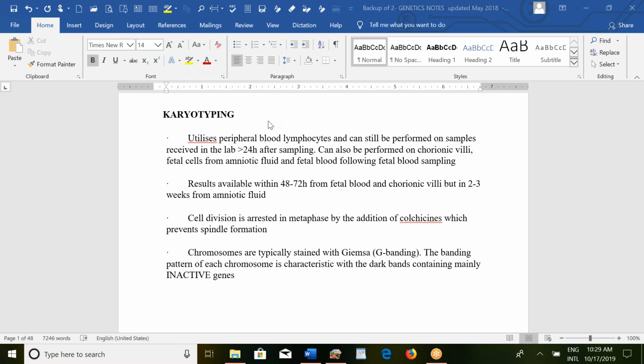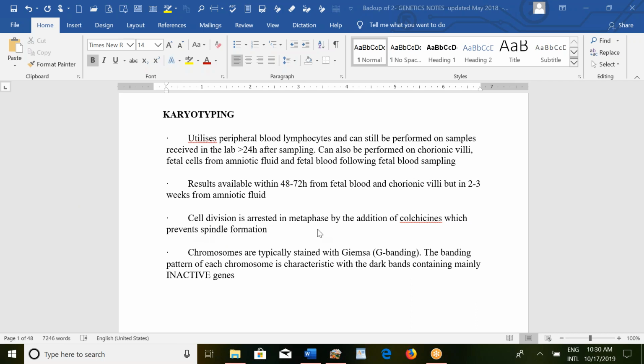So this technique utilizes peripheral blood lymphocytes and can still be performed on samples received in the lab more than 24 hours after sampling. It can also be performed on chorionic villi, fetal cells from amniotic fluid, and fetal blood following fetal blood sampling. Results are available within 48 to 72 hours from fetal blood and from chorionic villi also in 48 to 72 hours, but if you request amniotic fluid, then results will be available in 2 to 3 weeks. So it is important to remember these timelines.